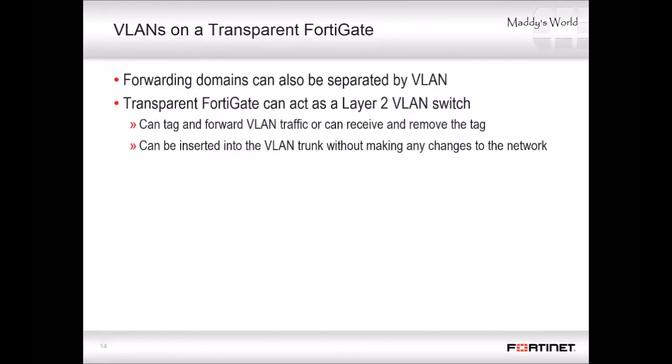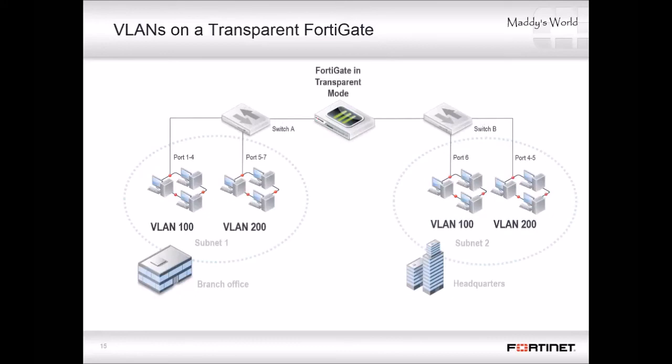Another way to restrict the scope of broadcast forwarding is to configure VLANs. Fortigate can be an IEEE 802.1Q VLAN trunk in transparent mode. Here are VLANs with a transparent Fortigate. Traffic originates here on a computer and is sent to switch A. The switch tags it with VLAN 100 and sends it to switch B. In between switch A and switch B, you have a transparent Fortigate.